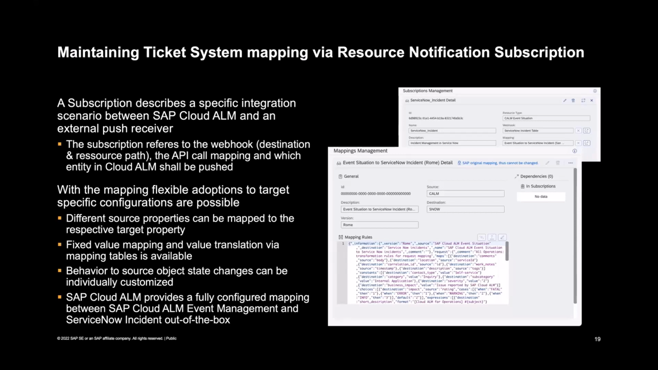This can be individually customized, and Cloud ALM provides the capability of having an out-of-the-box integration with ServiceNow. All you need to do to create a ticket in ServiceNow is create a destination with the respective API user. The complete mapping file is part of the Cloud ALM delivery and can be used out of the box, and will provide you the creation of a ticket in a standardized way.